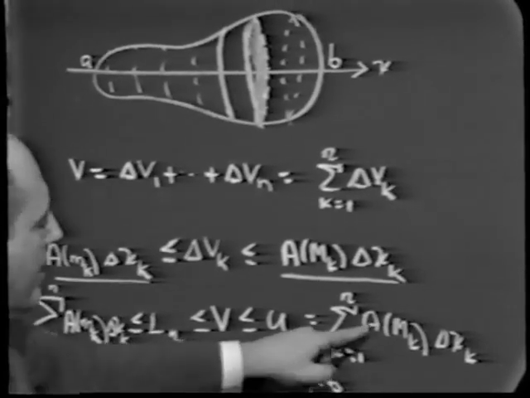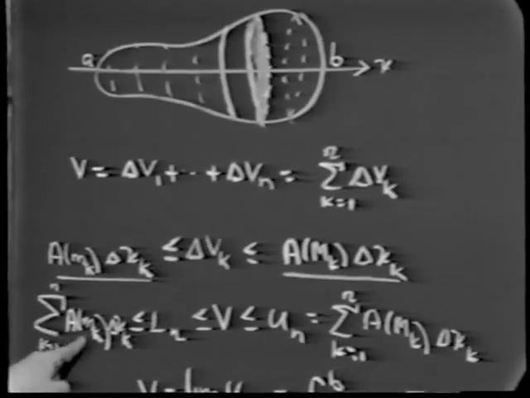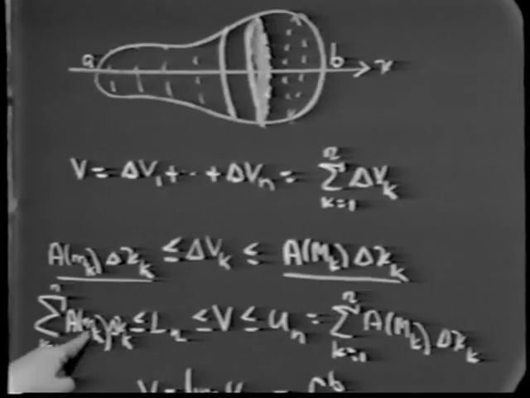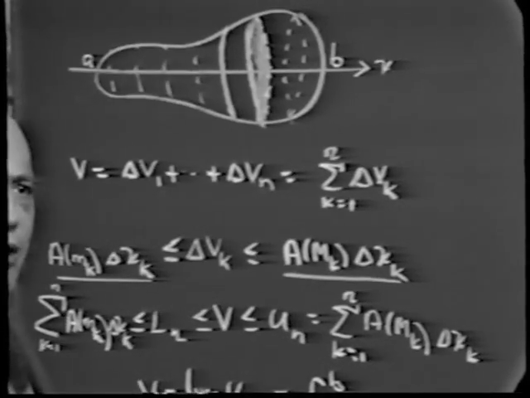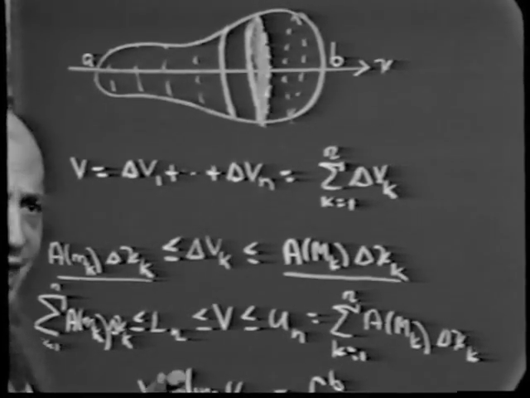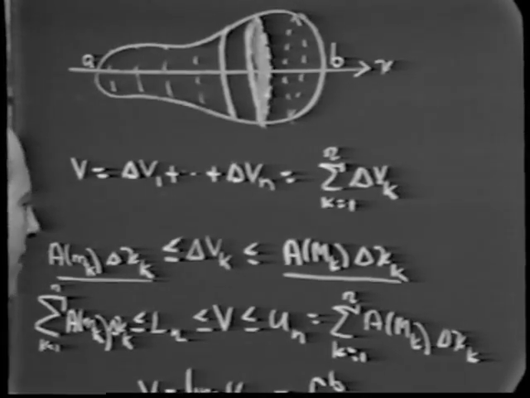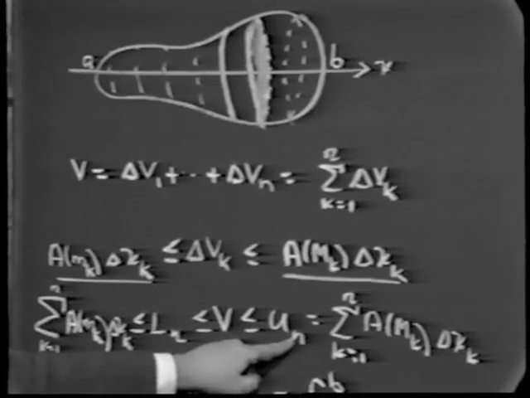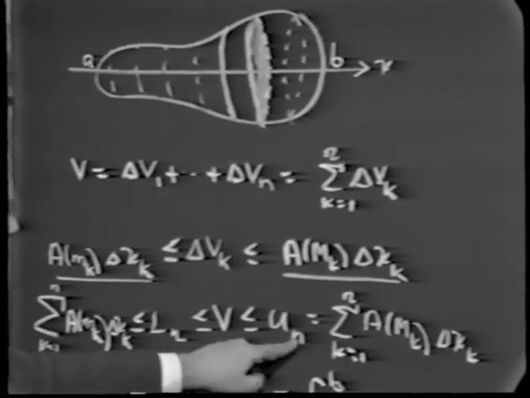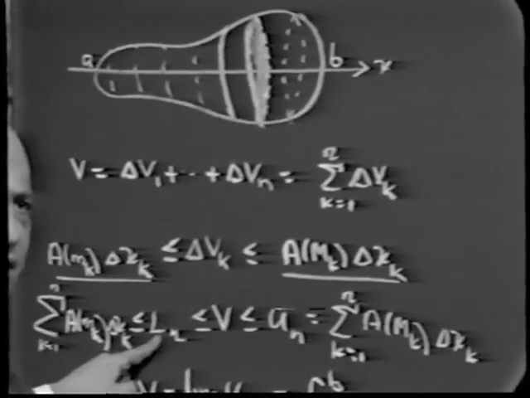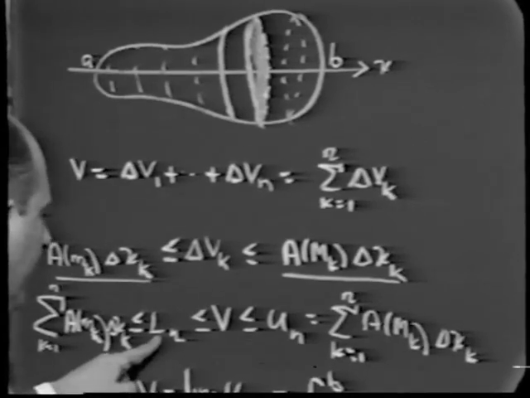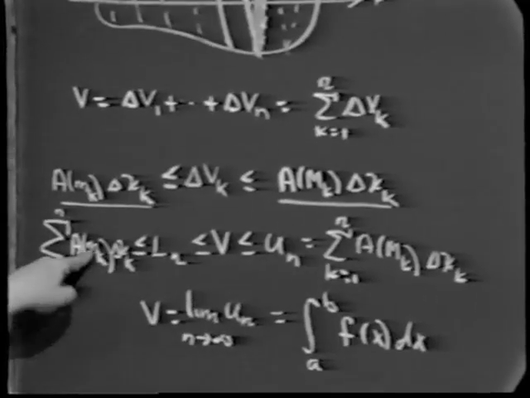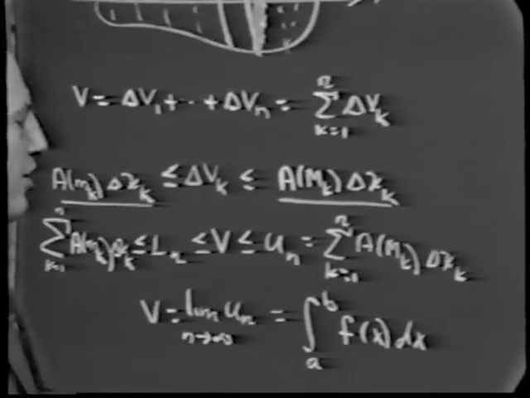Assuming only that the area is a continuous function, the difference between the largest cross-section and the smallest cross-section approaches 0 as delta x sub k approaches 0. In essence, then, the same as we did before, what we can show is that as n goes to infinity, both u sub n and L sub n approach a common limit, and therefore the V being caught between these two is equal to the common limit.